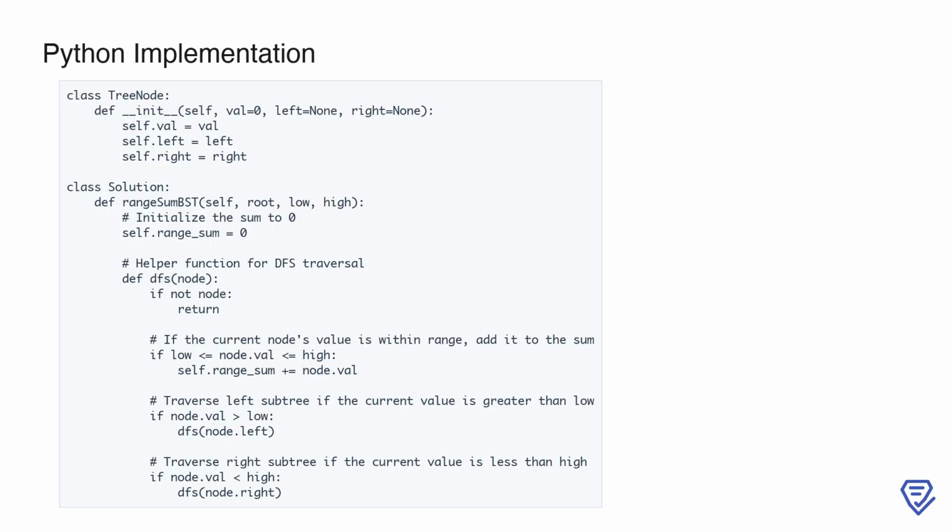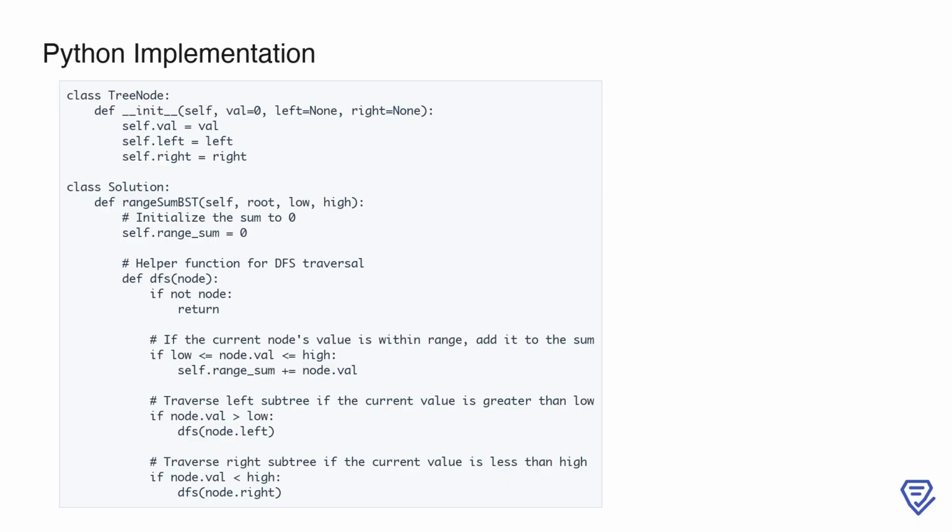To traverse the tree, we define a helper function called DFS, short for depth-first search. The DFS function takes a node as its input. If the node is None, meaning we've reached the end of a branch, the function simply returns. If the node's value falls within the given range, we add it to the range_sum variable. We then decide which subtrees to explore next.